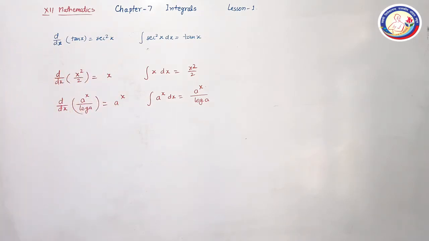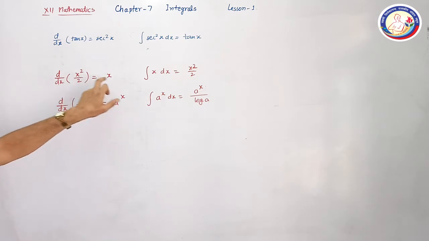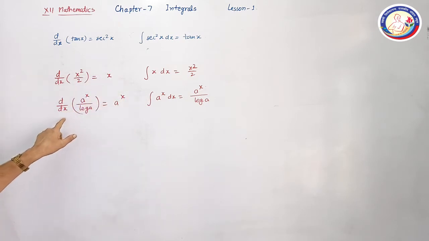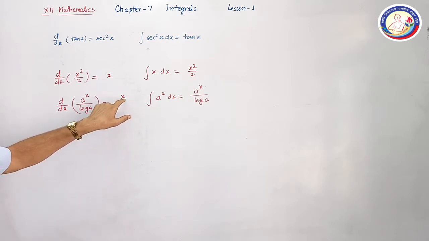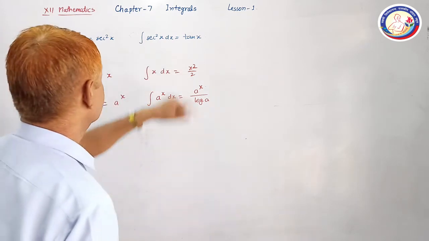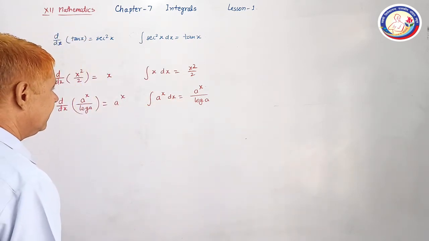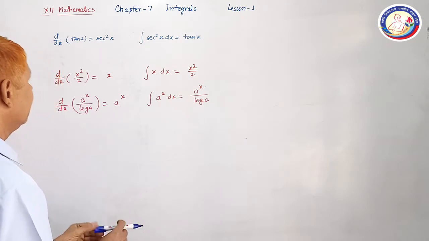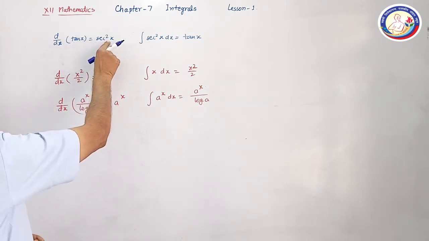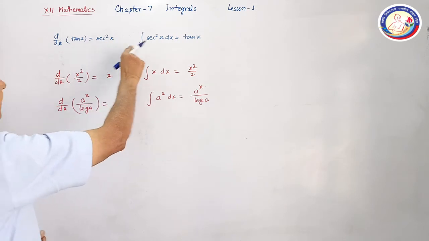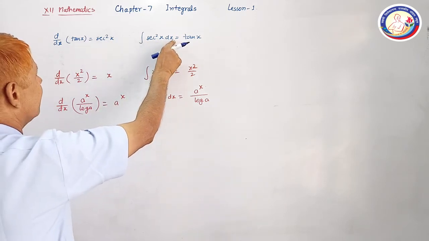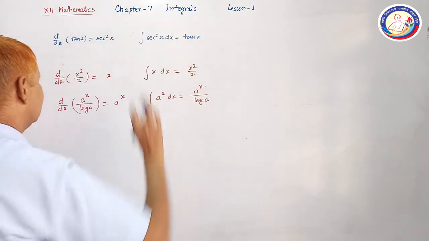Here I have written the derivative of tangent x, this is sec square x, derivative of x square by 2 is x, derivative of a raised to power x divided by log a is a to the power x. Now, in the reverse process or anti-derivative, if the derivative of tangent x is sec square x, then we say that integration of sec square x with respect to x is tangent x.